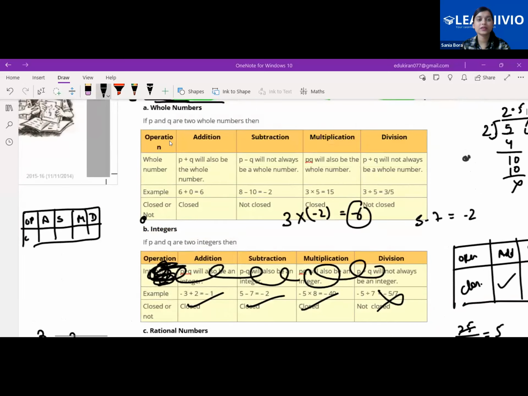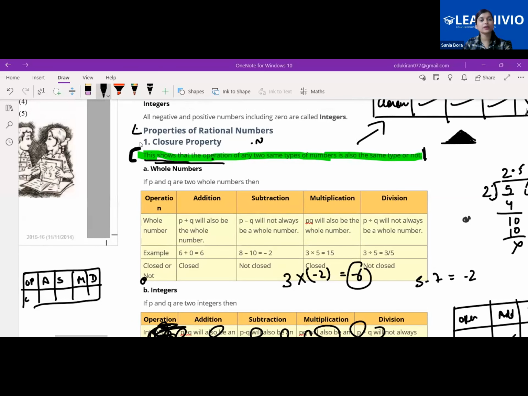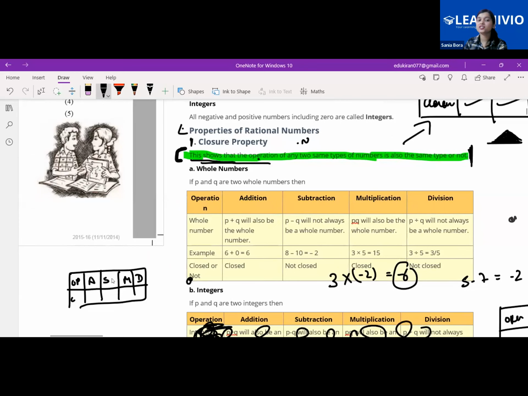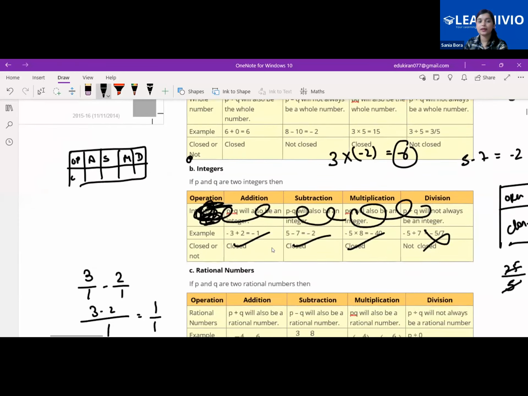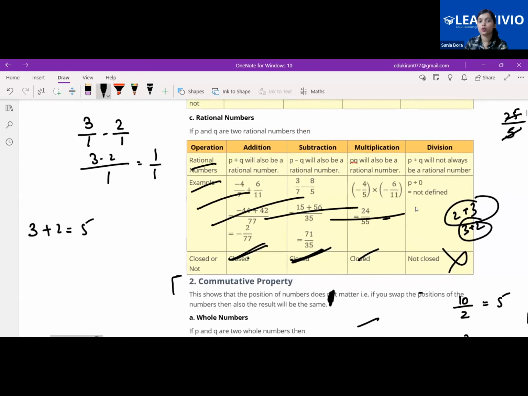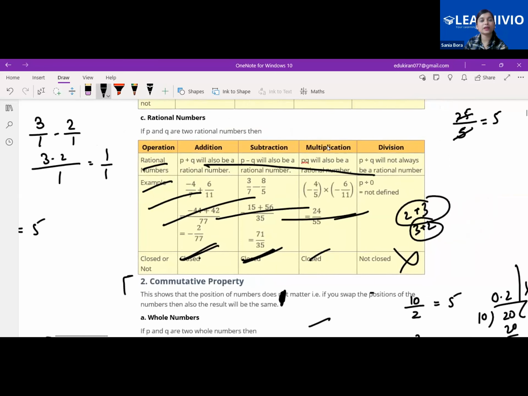So now, first thing, what are you going to do? Properties of rational numbers. Then you will write one closure property. You will write it till here. Then we will make a table like this, which I told you. Operation: addition, subtraction, multiplication, division. Only I just need this first. Closed or not? Yes, closed. No need to draw the entire table.